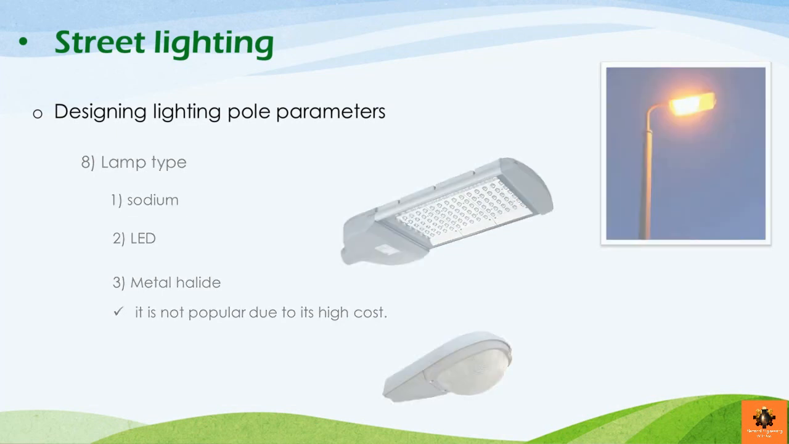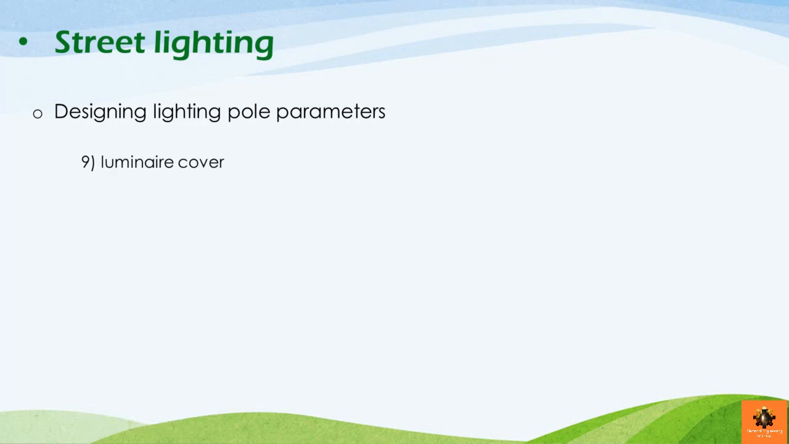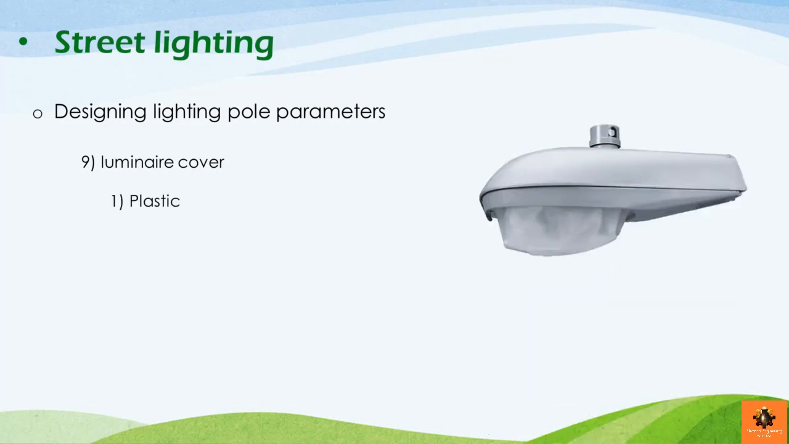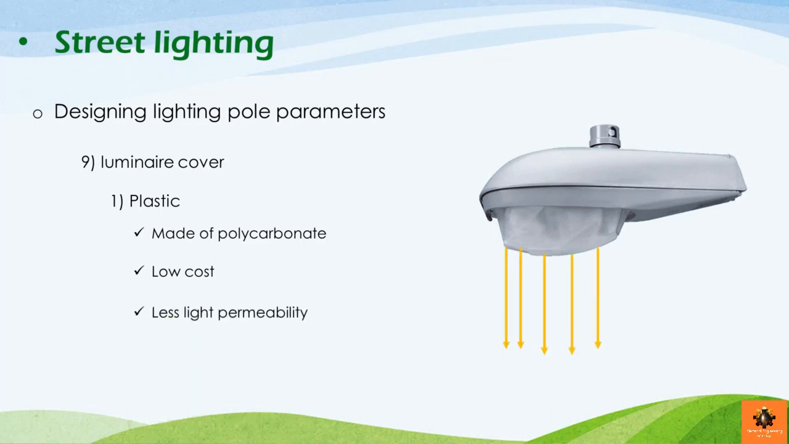Very good. After that, the ninth factor we have is the cover of the luminaire which we are using. And for that purpose, we have two types of covers. The first one is the plastic cover, which is made of polycarbonate material, and also its second property is that it costs less as it's made of plastic, so it's not expensive, and we can consider its lower cost to be an advantage. But its disadvantage is that it has less light permeability, and this means that it allows a lower amount of light to go out of it. So that's for the plastic cover.